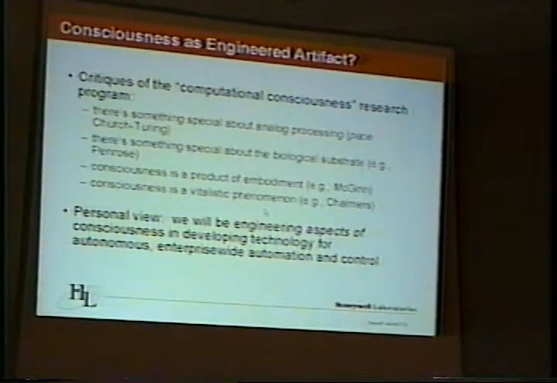And finally, there's also some thought that consciousness is simply a vitalistic phenomenon, that it's something mystical, there's nothing you can do about it. So I have personal views on lots of these things, of course, but I'll just give you a really non-controversial, I think, personal view here. And that is that we will, in fact, I think, be engineering aspects of what we call consciousness as we develop technology for autonomous enterprise-wide automation and control.